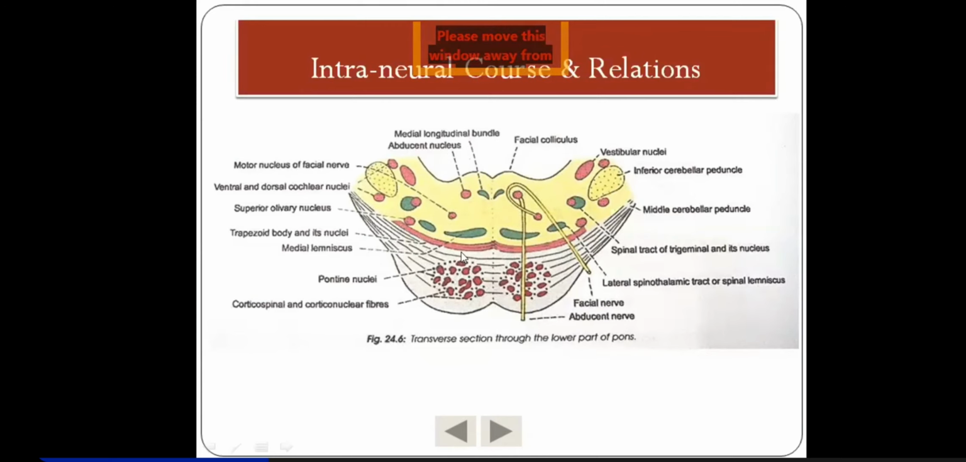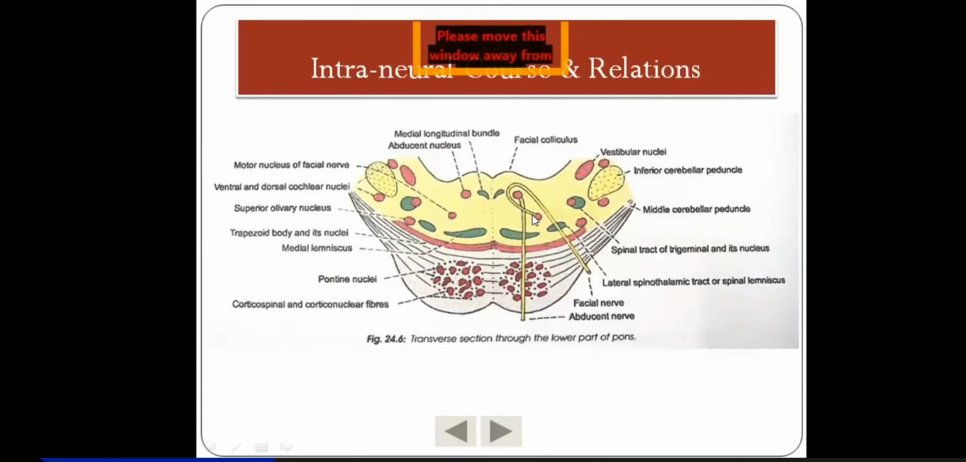Now you'll see here the basal portion of the pons. You have pontine nuclei along with the corticospinal fibers here, which make a bulge ventrally in the pons. And this nerve I have already taught you is the abducent nerve. It descends straight ventrally, crossing the medial lemniscus and the trapezoid body, and emerges on the medial aspect of the pontomedullary junction, the lower portion of the pons.